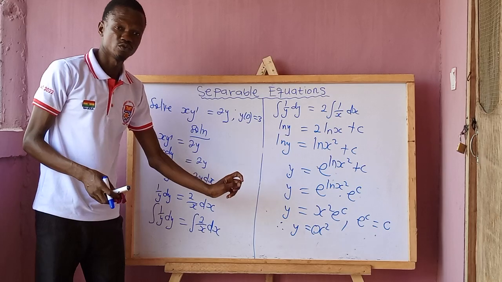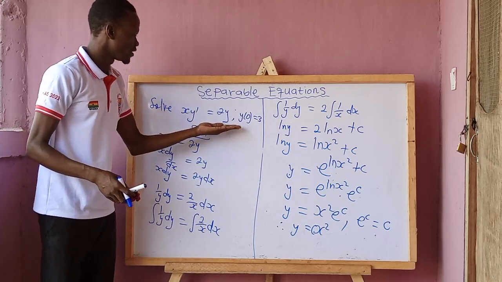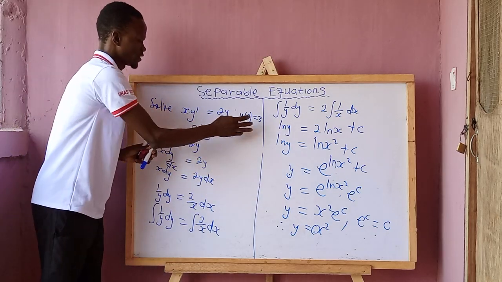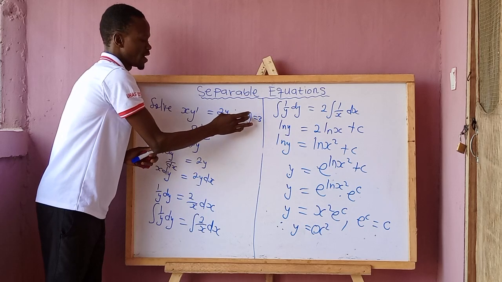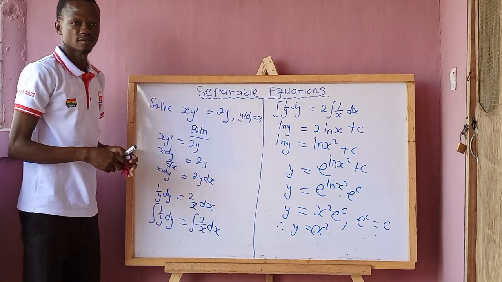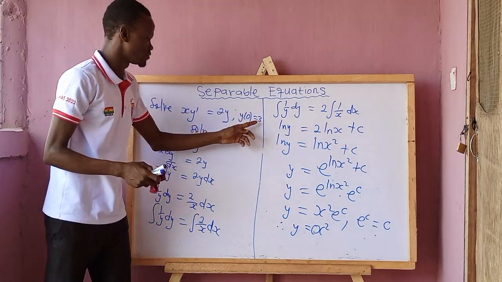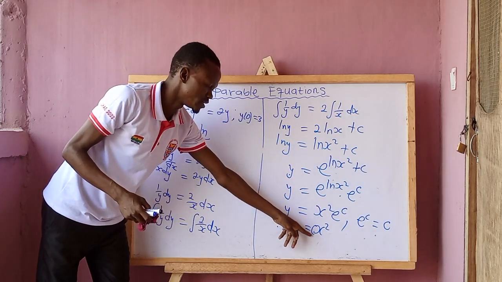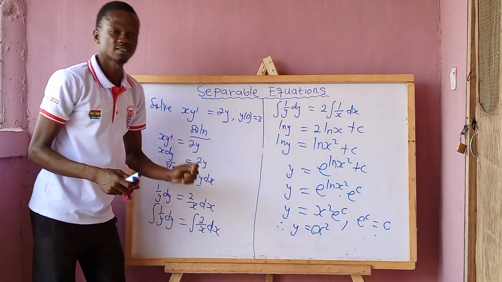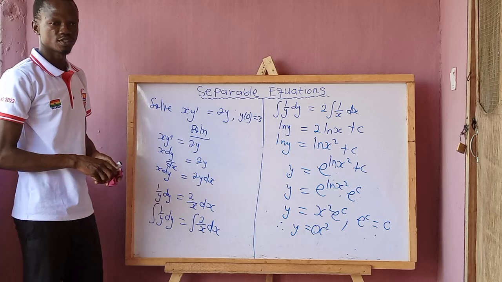This is the general solution, but what we have been given here is restrictions. That is y of 0 equal to 3. So we need to put in these values to obtain the value of c here. And that will give us the particular solution.